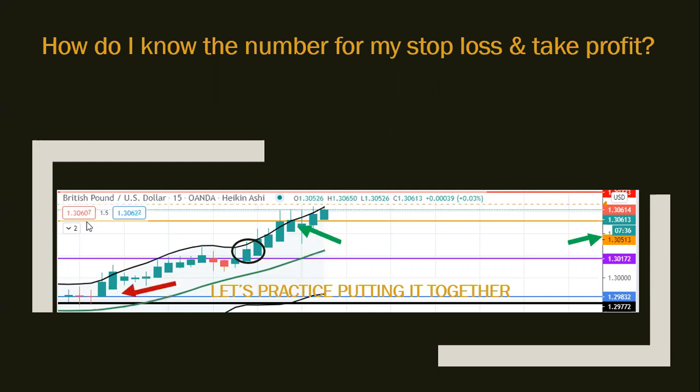Now, we got the same thing for our stop loss, right? Let's say it goes the opposite way. And you say, you know, in case it goes down, I need a stop loss. You see that blue line, right across from that blue line on the right side, you see that number 1.29832. That would become your stop loss number, all right?